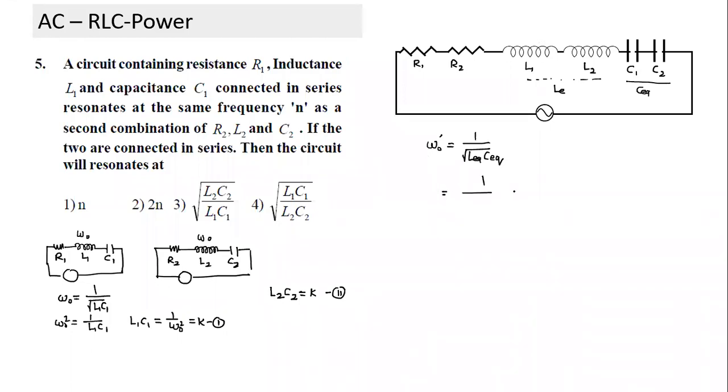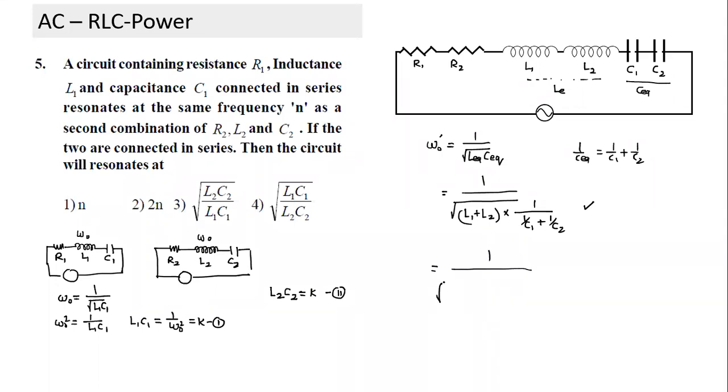So what will be L equivalent here? If we know the property of inductors, when they are connected in series, the equivalent value is L1 plus L2. And what is the equivalent value of capacitance? 1 by C equivalent will be equal to 1 by C1 plus 1 by C2. I put the values of C1 and C2 from here: C1 is equal to k by L1 and C2 is equal to k by L2. We substitute, and you can easily solve and get an answer, pretty simple.